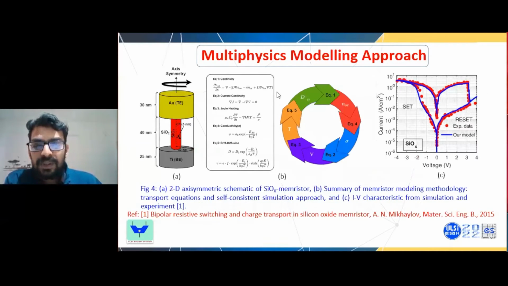This is the multi-physics modeling approach we have adopted to simulate our device. For the silicon oxide based memristor, we have taken a gold top electrode and a titanium bottom electrode, with a 40 nanometer oxide layer thickness. We use the transport equations, that is the current continuity equation, Fourier Joule heating equation, and the ion drift-diffusion equation, solved in a self-consistent way to get the IV characteristics. Here we can see the simulated IV characteristics with our model match well with the experimental data.